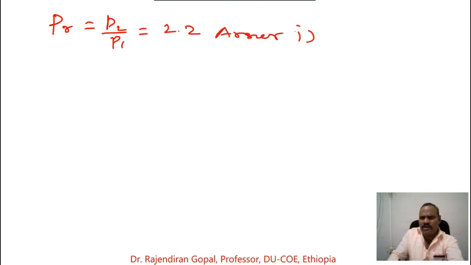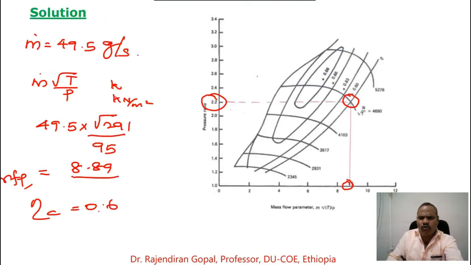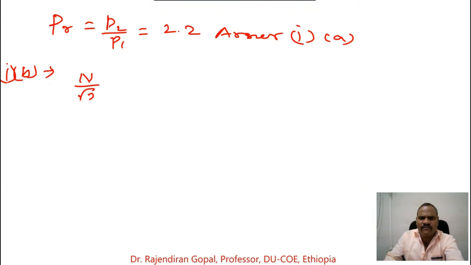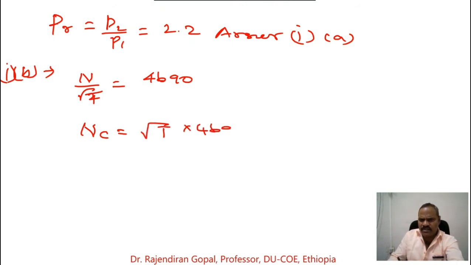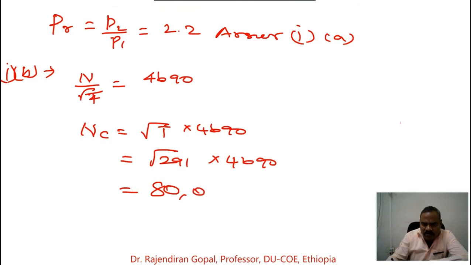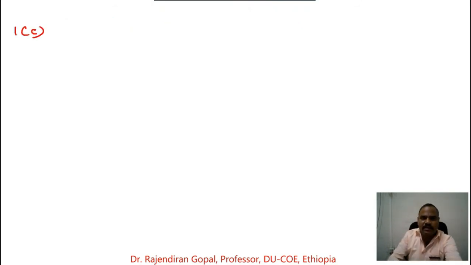Answer 1. Now question B of 1 is the compressor speed. We know the speed parameter, from this we can find that N by root of T is equal to 4690. Then N of the compressor is equal to root of T into 4690, that is root of 291 into 4690, which is equal to 80,005.4 RPM. Answer 1B.